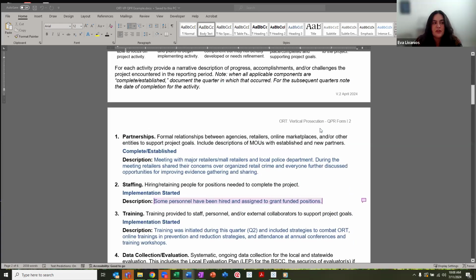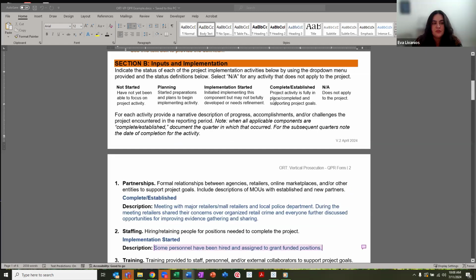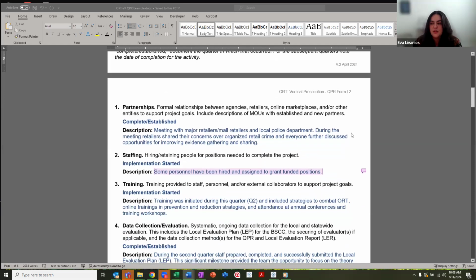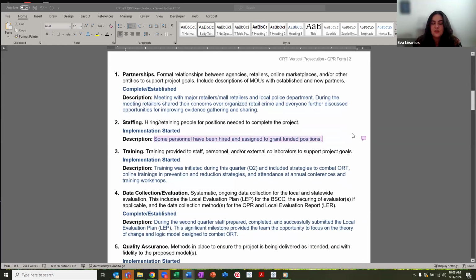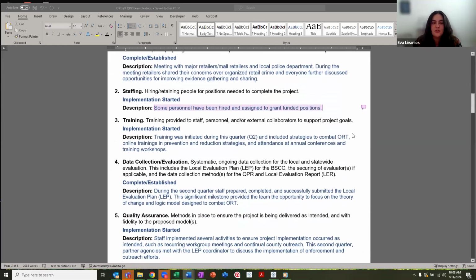And just a general reminder to utilize the definitions at the top here and determine which status is most applicable to your project for the respective reporting period. If the status and description are similar, that's okay. Just let us know.